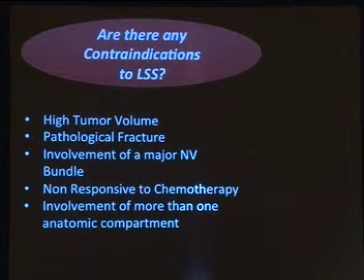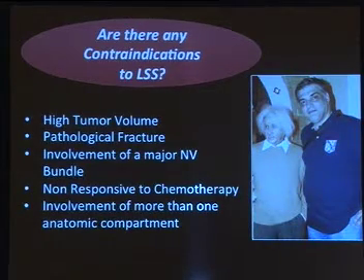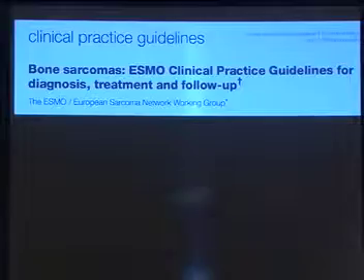So, are there any contraindications to limb salvage surgery? This is very important. Well, a high tumor volume, pathological fracture, involvement of major neurovascular bundle, tumors non-responsive to chemotherapy, involvement of more than one anatomy. So I can go on and on and on. But honestly speaking, this man has taught us that everything in life is relative. So there is no absolute contraindication of limb salvage surgery in the present era. Everything is relative. And of course, I learned that from him.